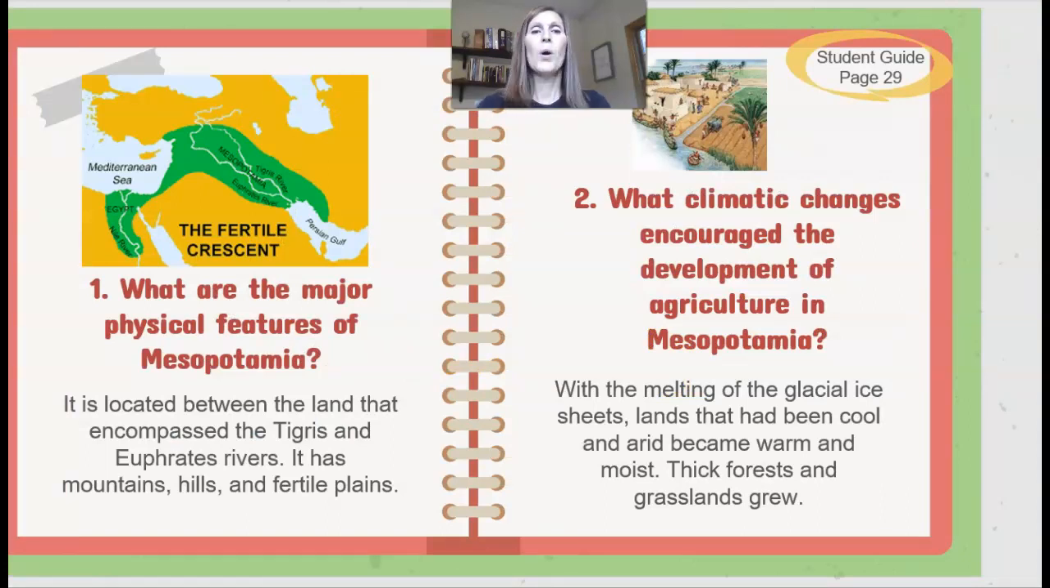Question number 1. What are the major physical features of Mesopotamia? And this is on, again, page 29, your student guide. It is located between the land that encompasses the Tigris and Euphrates rivers. It has mountains, hills, and fertile plains.